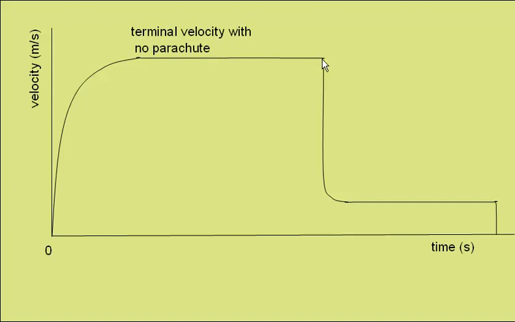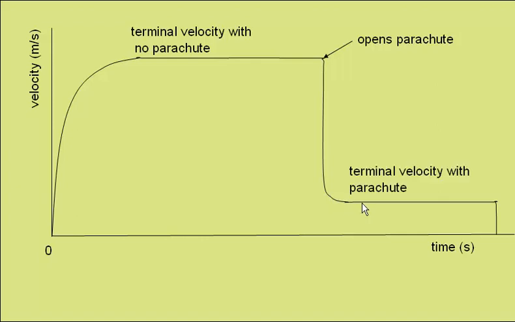At this point here, the velocity reduces very rapidly, so this must be the point at which the parachute was opened. As he gets slower and slower, the deceleration reduces, as shown by the reducing gradient of this line, and this then is the terminal velocity with the parachute open.